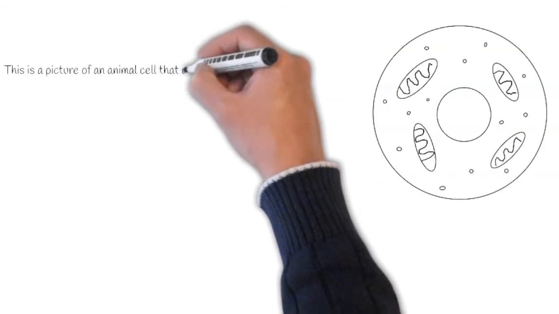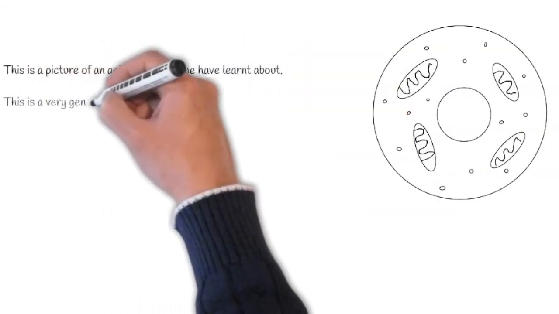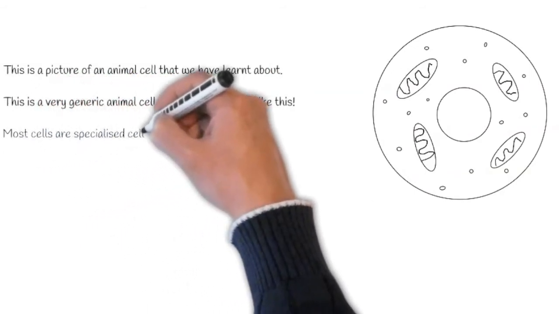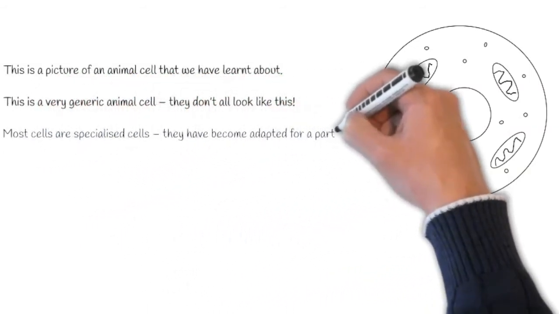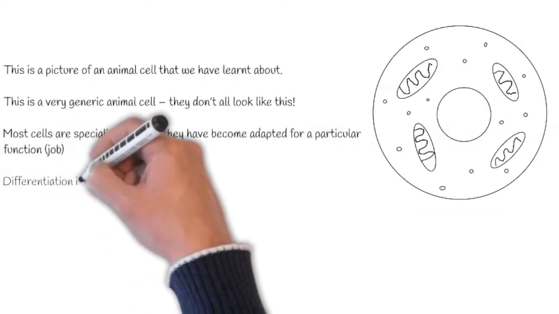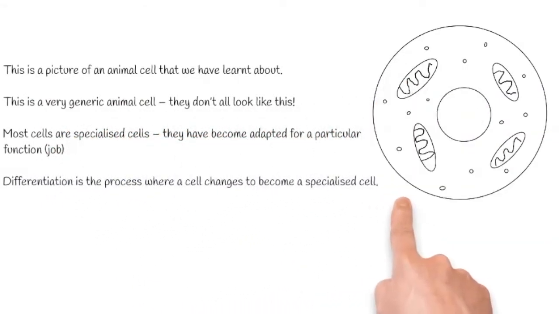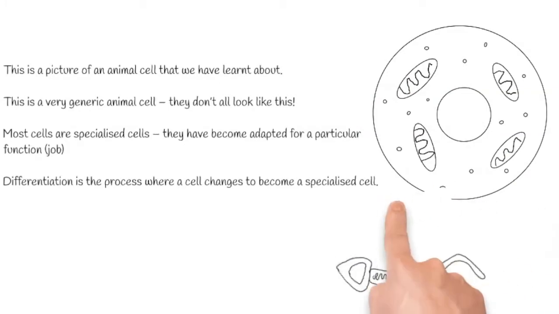Here is a picture of an animal cell that we've learnt about in past videos. It is a very generic animal cell. They don't all look like this. Most cells are specialised, which means they have become adapted for a particular function. Differentiation is the process where a cell changes to become a specialised cell.